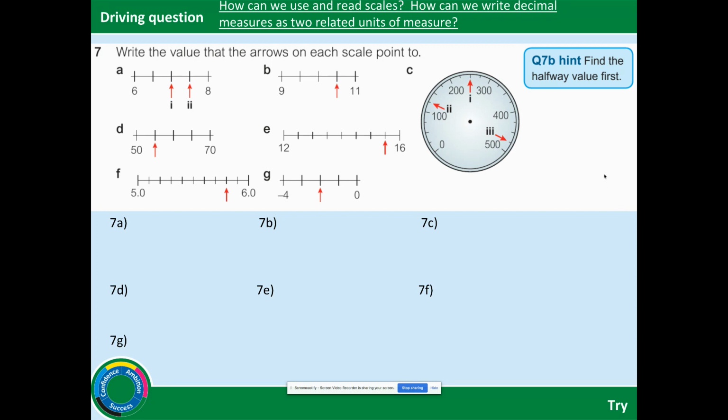Right, okay, if we look at question 7A, we've got 6 at one end, 8 at the other end. If I look in the middle here, it's exactly halfway between 6 and 8. So the number that's exactly halfway between 6 and 8 is 7. So if I've got 7 here, this is halfway between 7 and 8, so it'd be 7.5.